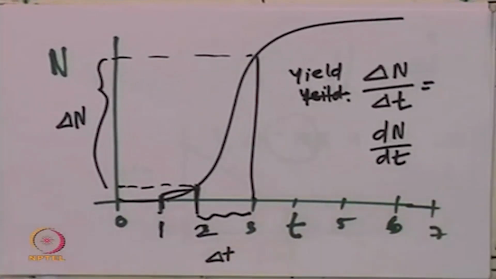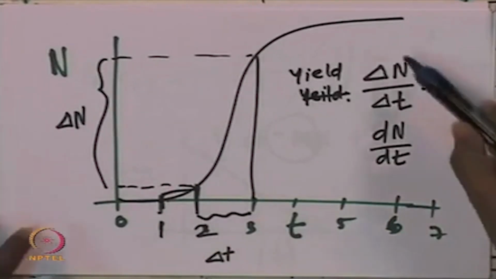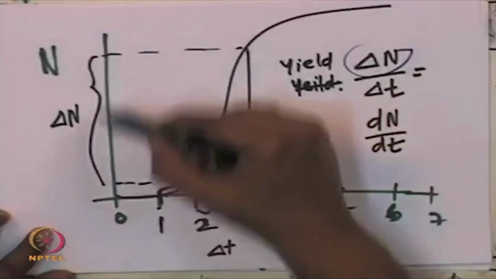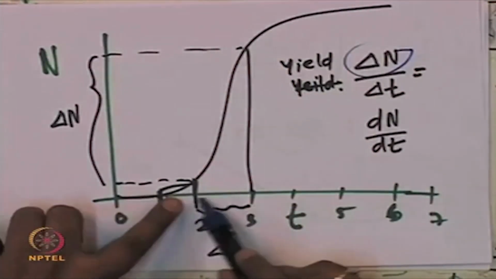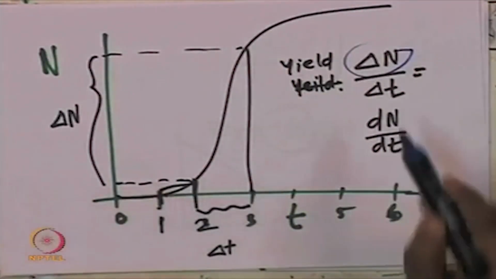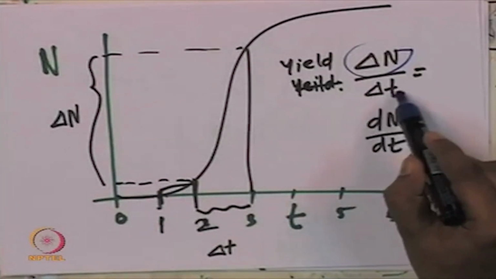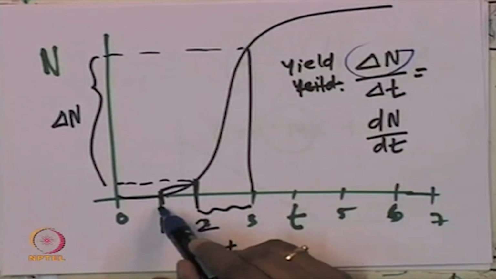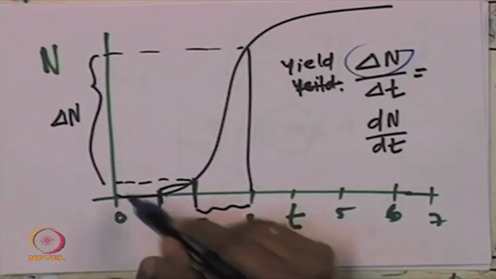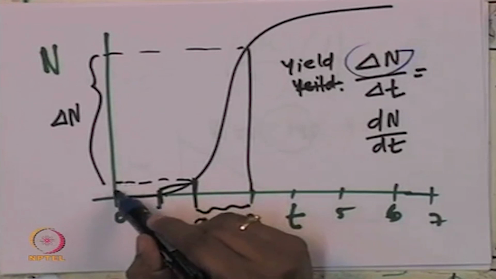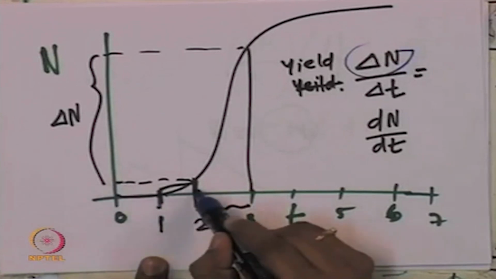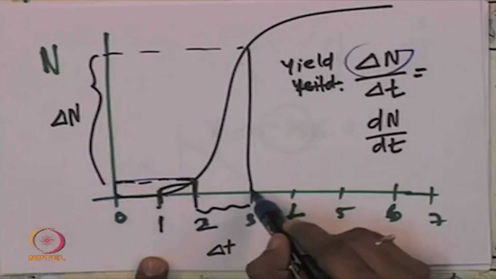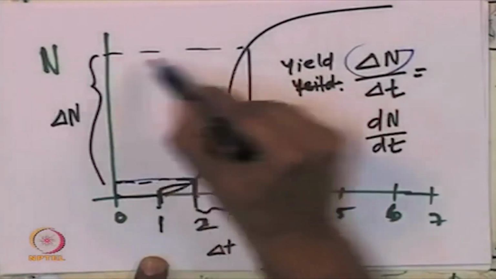So, think about it once more. Yield means you want the maximum number, the delta n; the number should increase when the time changes by 1 day, or say time changes by a small factor. If you look here, if the time changes by 1 day here, the yield was very small, the number only increased this much. On the other hand, from here to here, the number increased this much.